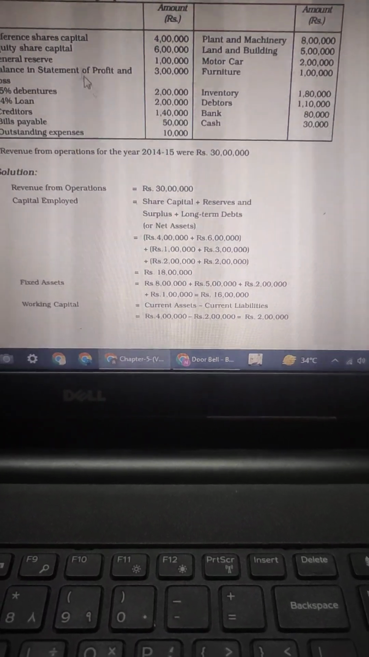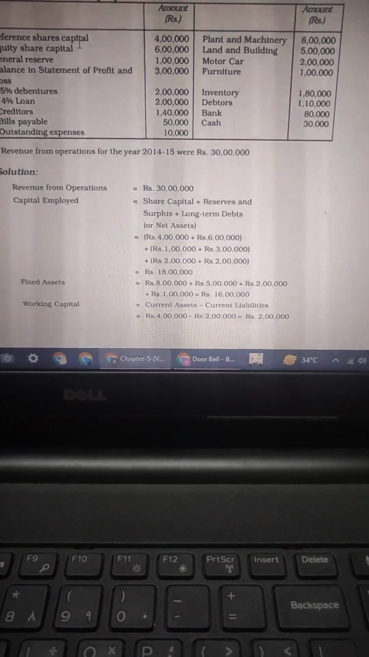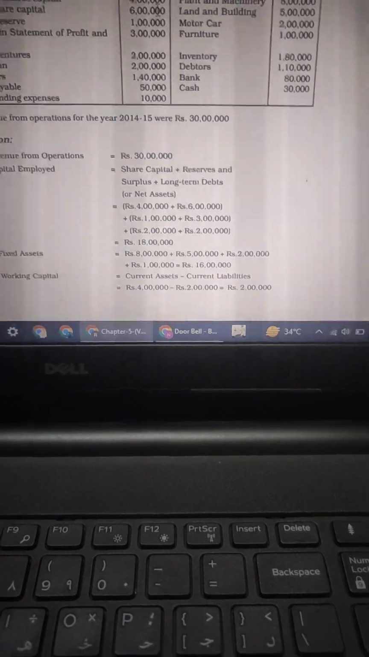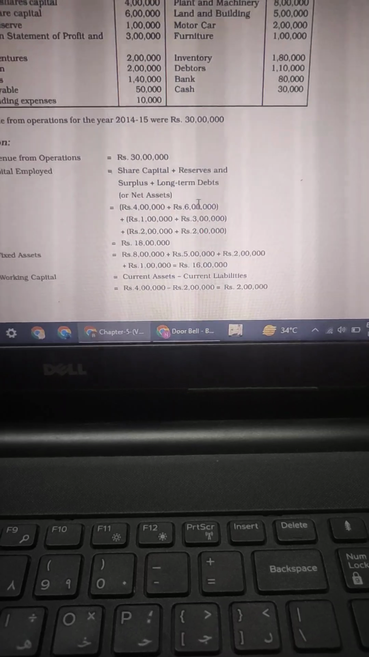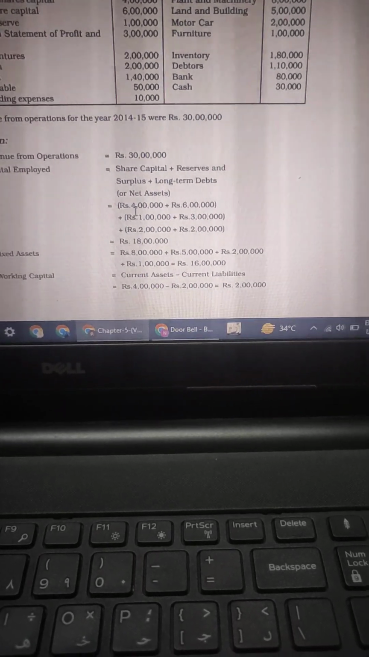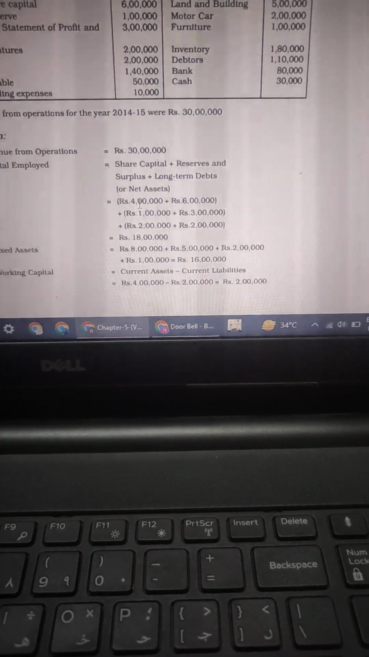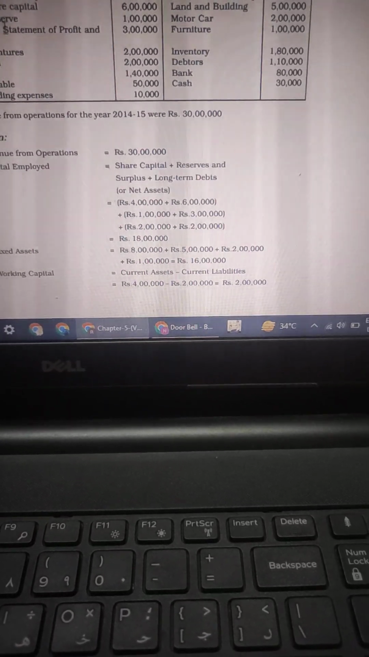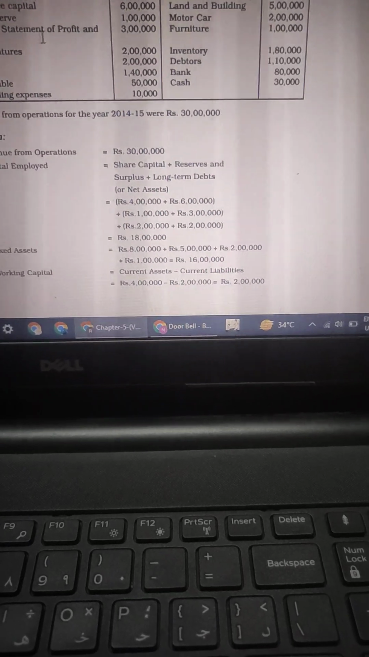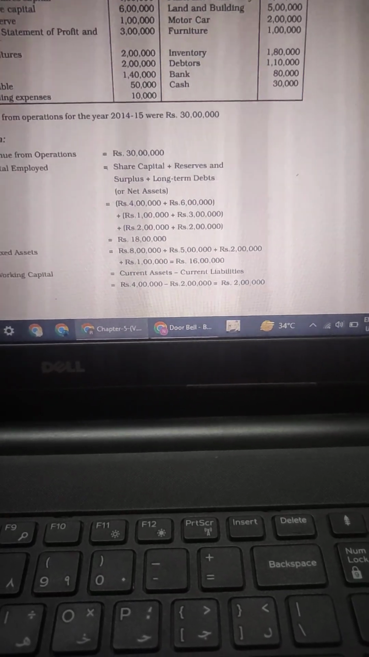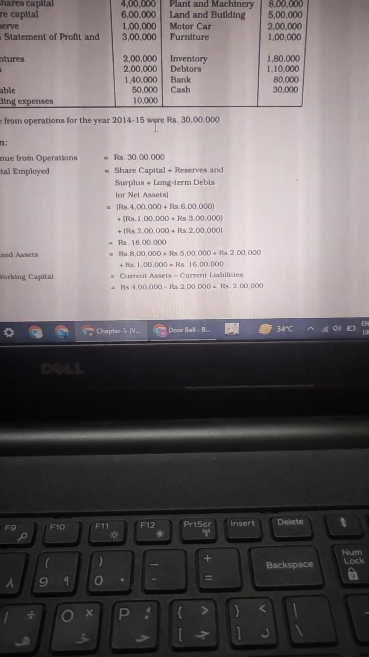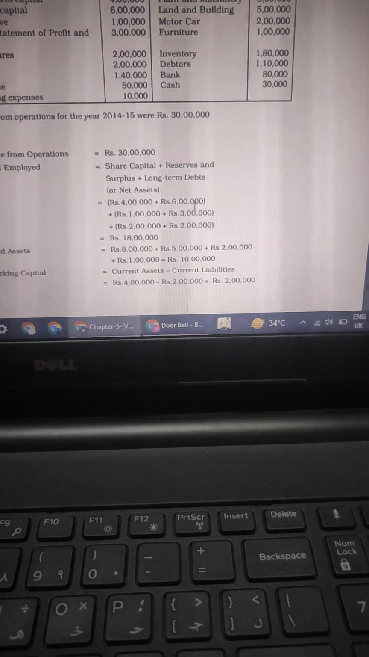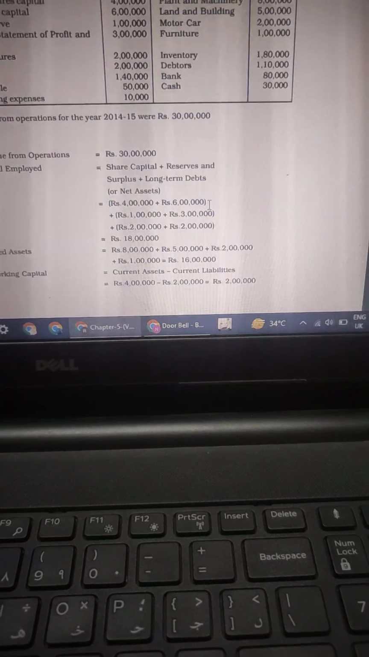Then share capital: here preference share capital and equity share capital are given. We have to add these two to find the total share capital. It is written in brackets, that's 4 lakhs plus 6 lakhs. Then there is general reserve and balance in the statement of profit and loss, that is the surplus amount. So we have to add that, 1 lakh plus 3 lakhs, that is reserves and surplus.